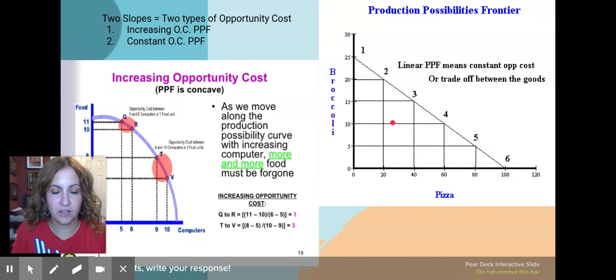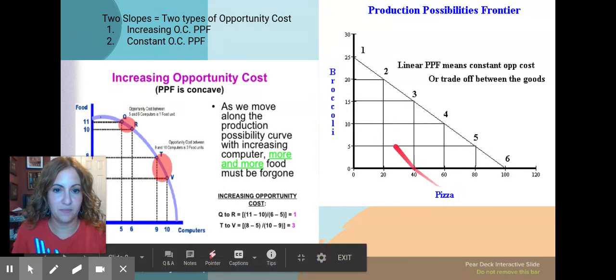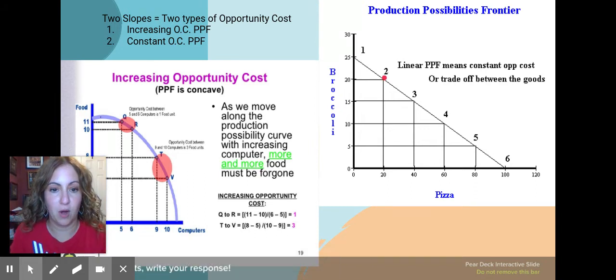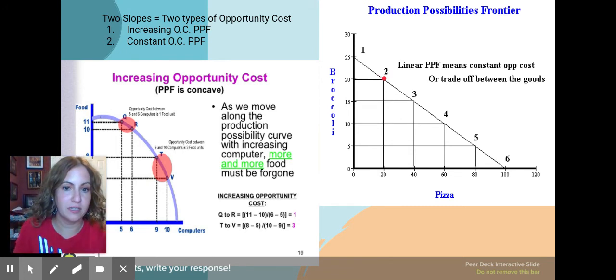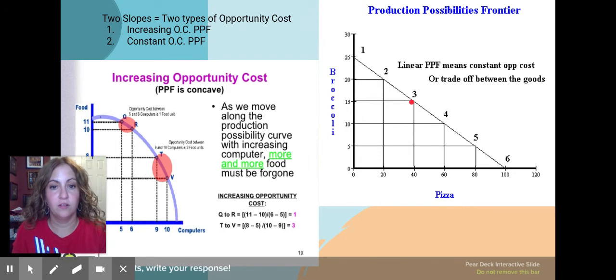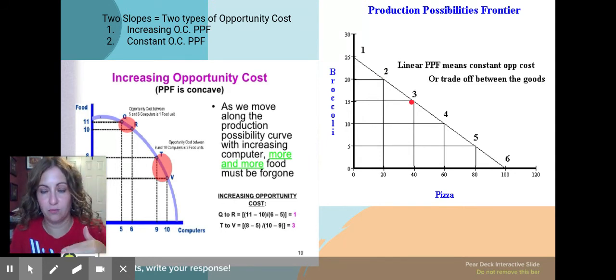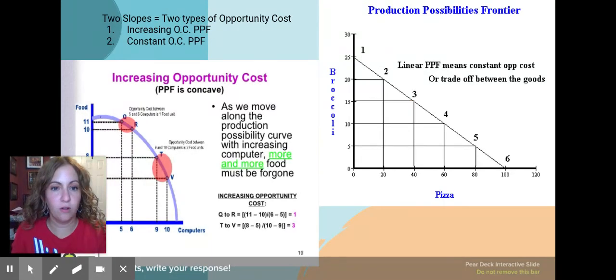If we have broccoli on one axis, pizza on the other. Let's say that we're at point 2 right here, where we're making 20 broccolis and 20 pizzas. Well, if we want to make 20 more pizzas, we lose 5 broccolis because we went from 20 broccolis to 15 broccolis, so that's a loss of 5. Well, what if I want to make 20 more pizzas? Well, I still lose 5 broccolis. What about 20 more pizzas? I still lose 5 broccolis. It's the same. The slope is the same.